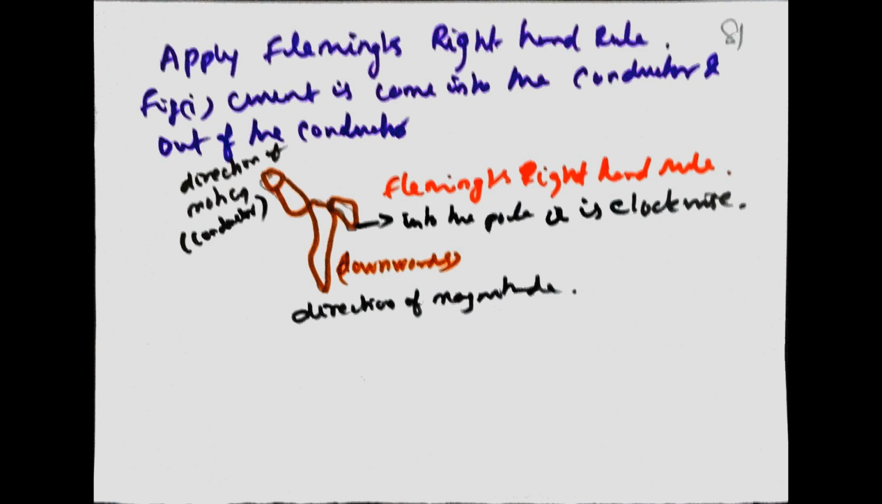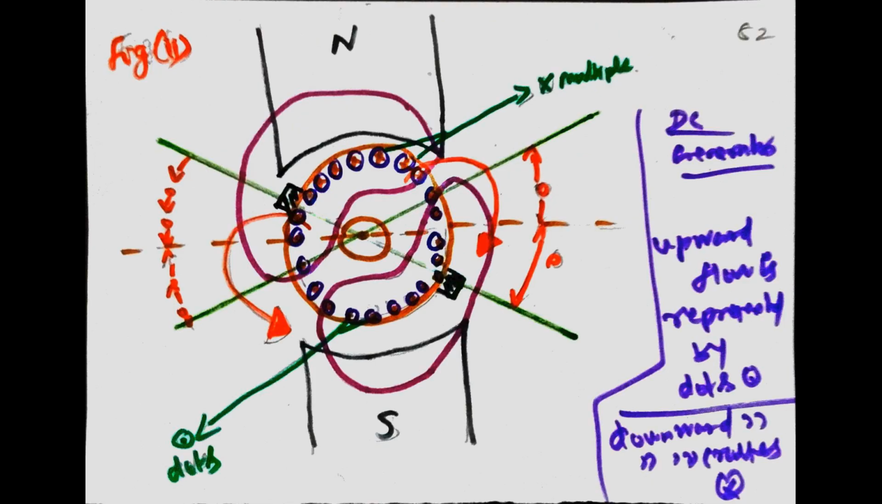Applying Fleming's right hand rule, figure 1, current is coming into the conductor and out of the conductor. The thumb shows the direction of motion, the forefinger shows the direction of flux, and the middle finger shows the direction of EMF, which is clockwise. In this diagram, crosses show downward direction and dots show upward flow, that is, flux flow. Theta is the angle by which the brushes are shifted; the conductor shifted angle is 2 theta.